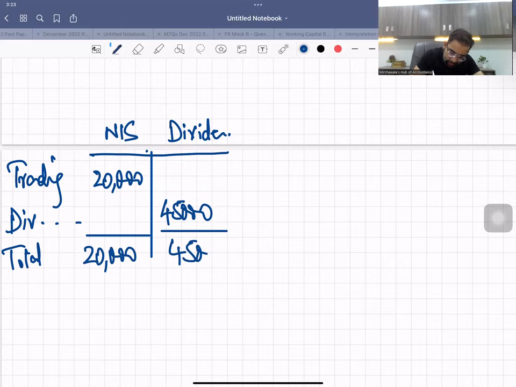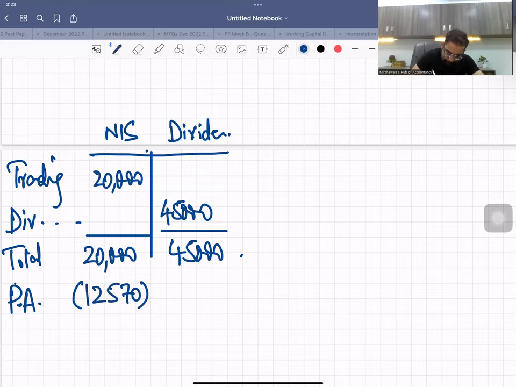Now each and every individual gets a personal allowance of 12,570 every fiscal year. And what is the priority? Always go for non-saving income first. So personal allowance, $20,000 minus 12,570, this makes $7,430. This is your taxable income. Okay. And this is 45,000.